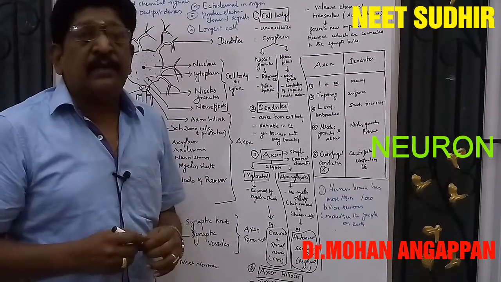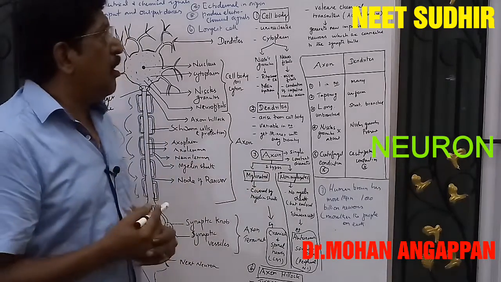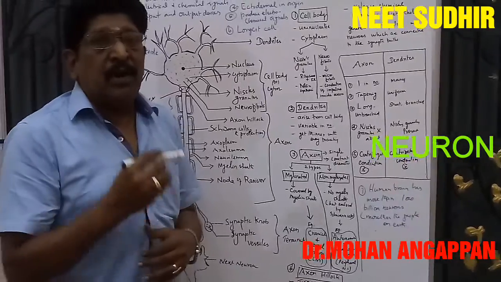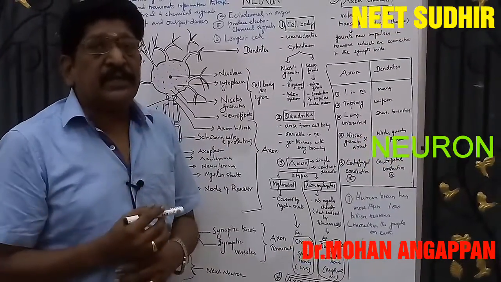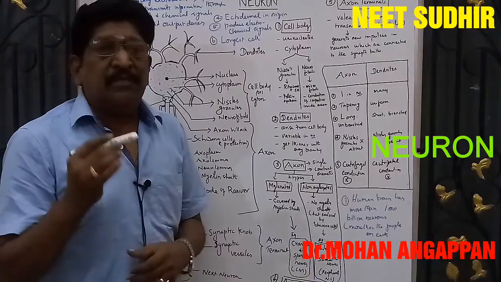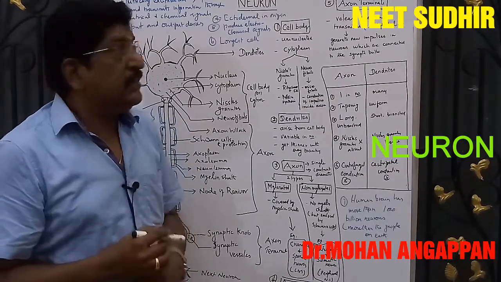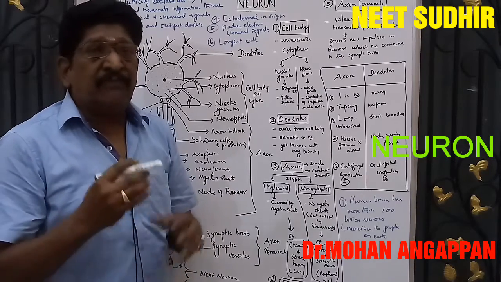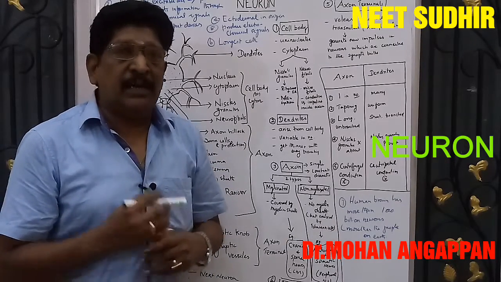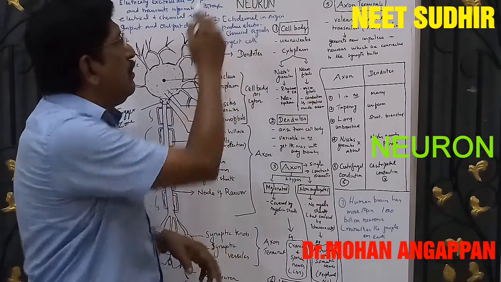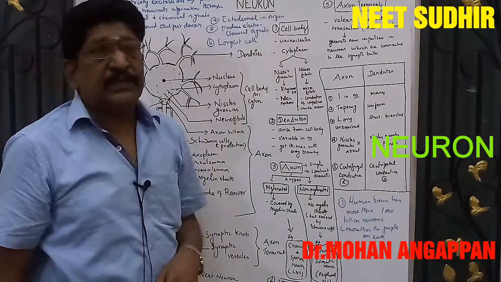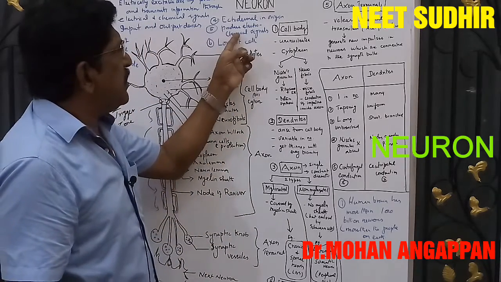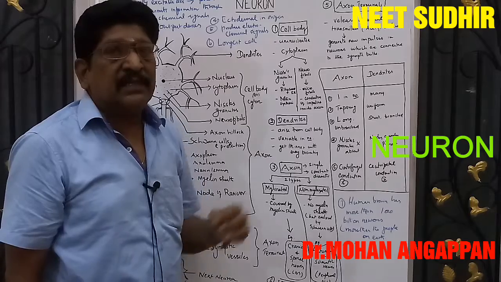Next point, you must know that the origin of the neuron is ectodermal. In embryology, when the embryo develops, there will be three layers: ectoderm, mesoderm and endoderm. All the parts of the body during organogenesis develop from these three layers. This neuron is ectodermal in origin. It originates from the ectoderm. It produces electrochemical signals.